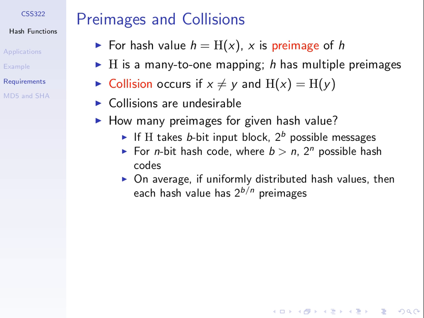So that indicates the number of collisions that are possible in a particular hash function. We want to avoid collisions, or in practice we want to make it hard for the attacker to find collisions. We cannot avoid them. So how do we make it hard for the attacker to find collisions?